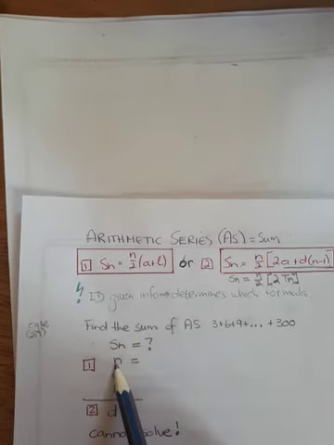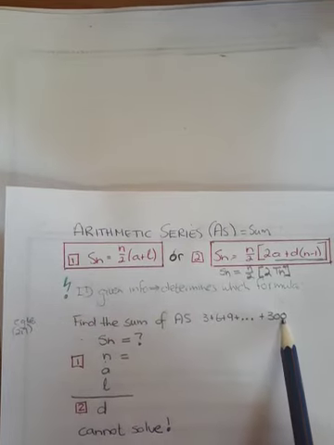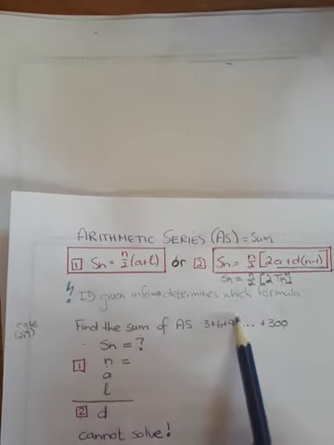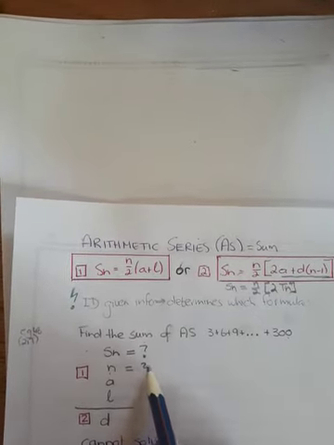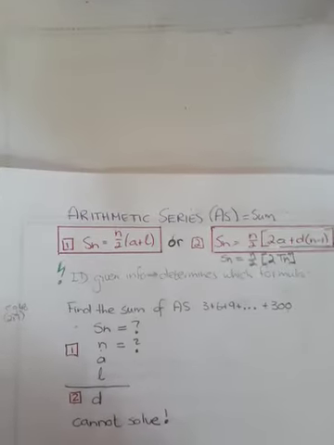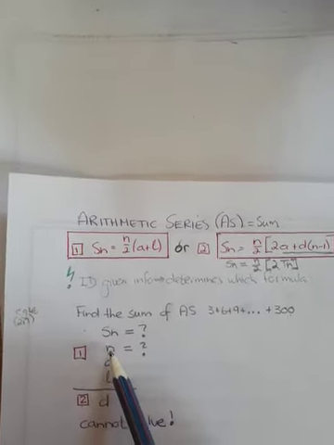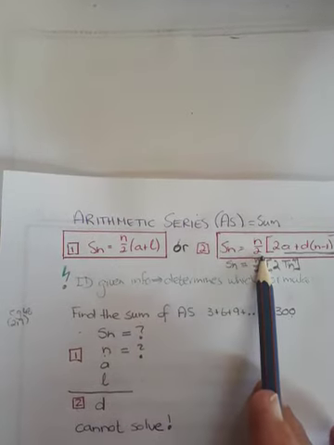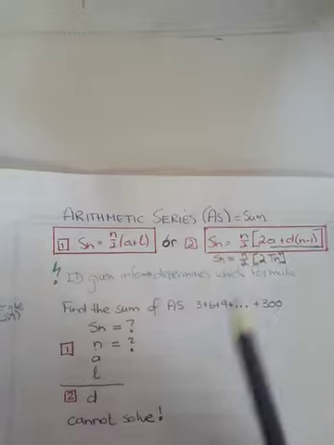Then we need to get the number of terms. If we look at that, we actually don't know. There is a whole lot of terms here, and we don't know how many there are. So n is also a variable. Once again, immediately we have a problem, because Sn and n are both in both formulas. So already you should start thinking.